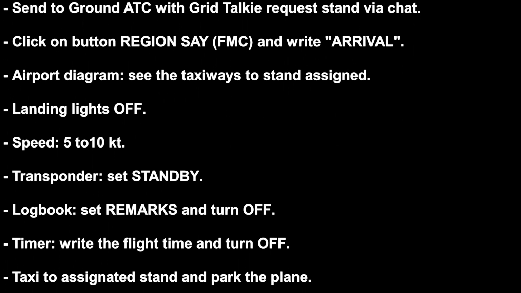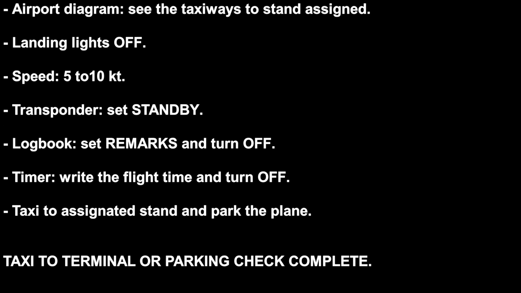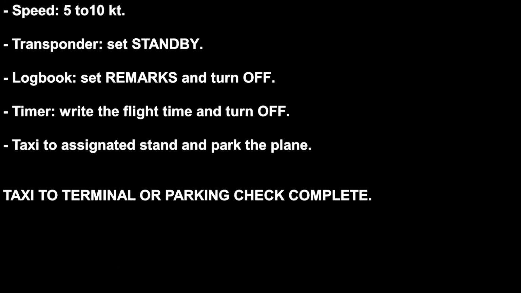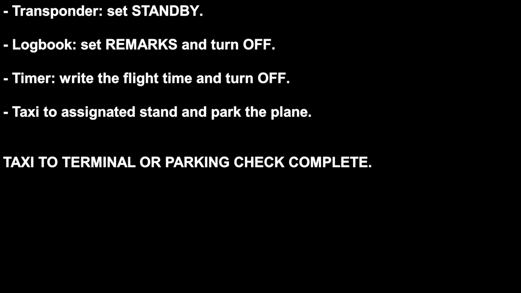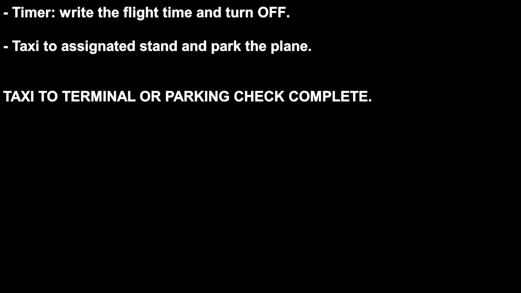Landing lights off. Speed, 5 to 10 kT. Transponder, set standby. Logbook, set remarks and turn off. Timer, write the flight time and turn off. Taxi to a CNAT stand and park the plane. Taxi to terminal or parking check complete.